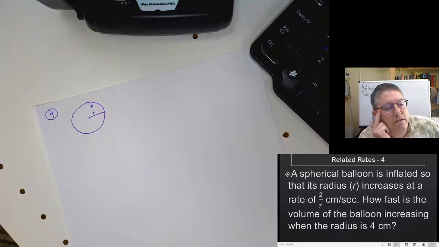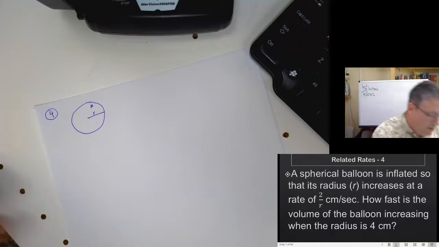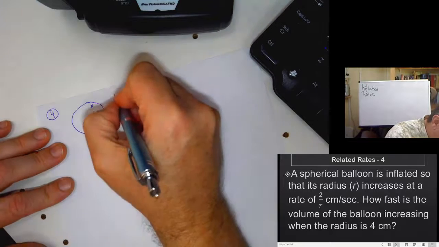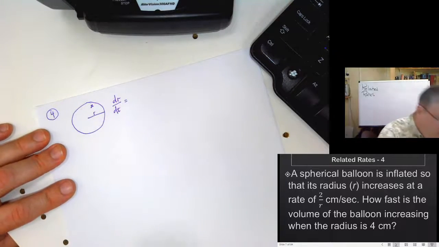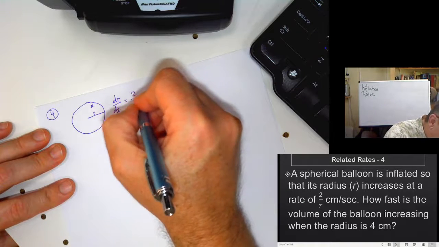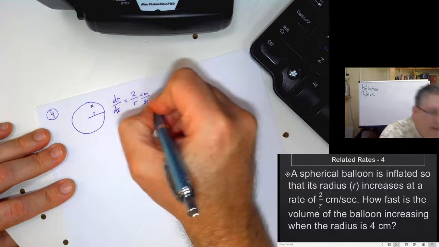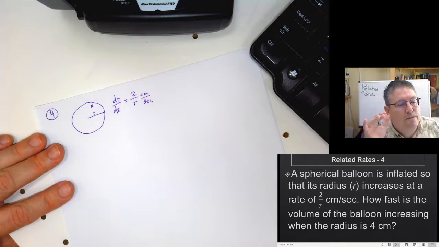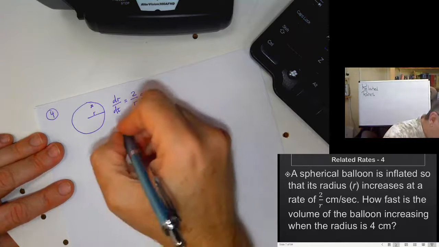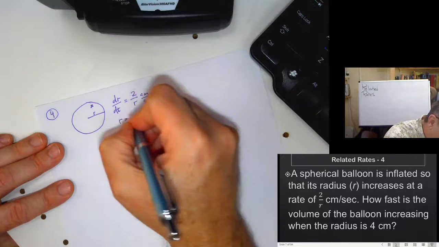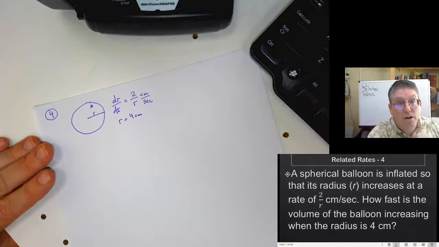A spherical balloon is inflated so that its radius r increases at a rate. Okay, so there's our rate, dr/dt. That's what we know. It's increasing at a rate of 2 over r centimeters per second. And how fast is the volume of the balloon increasing when the radius is 4 centimeters? So when r equals 4 centimeters, how fast is the volume of the balloon growing?